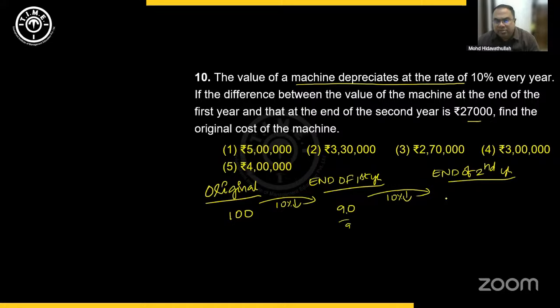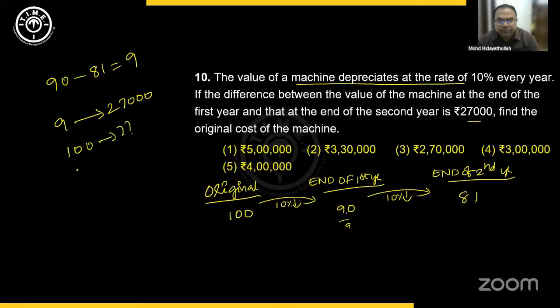10% of 90 means 9 drop. So it is 81. Right? So the difference between value of the machine at the end of first year and the end of second year is 9. This 9 is given as 27,000. Find the original cost. 100 is how much? 100 upon 9 into 27,000. 9 goes 3 times. So it has to be 3 lakhs. 3 lakhs is present in choice 4.